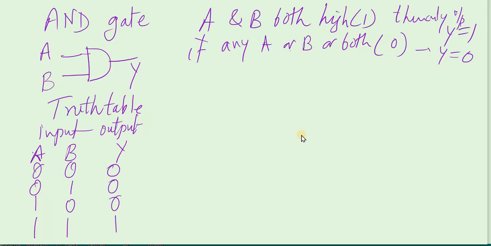This can be understood with a circuit. Suppose the battery is here. Then there is a switch. This switch, let us call it A.